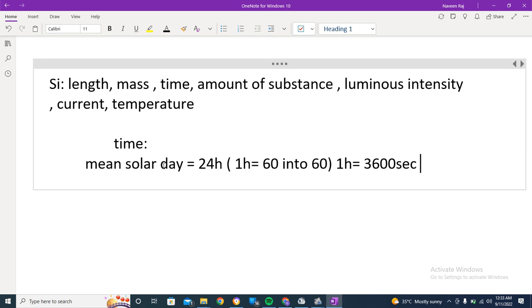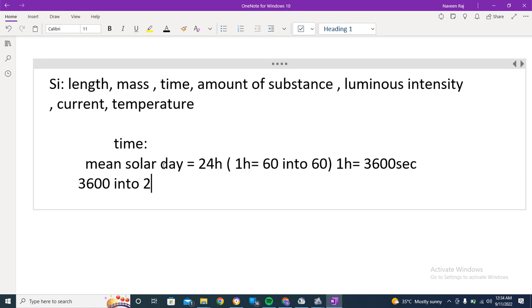And if we look further into it, we will get to know that if we want to find the total seconds in a mean solar day, we need to multiply 3600 by 24 hours. So if we need to find the total number of seconds in a mean solar day, that would be equal to 86,400 seconds.